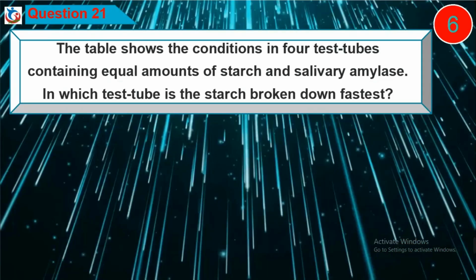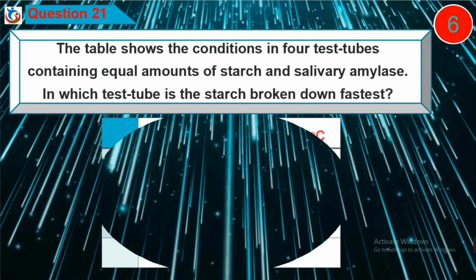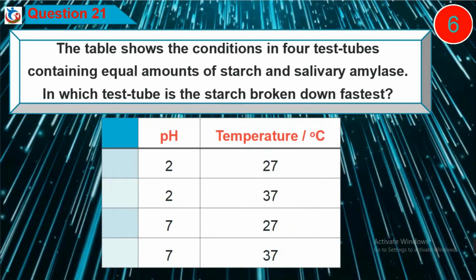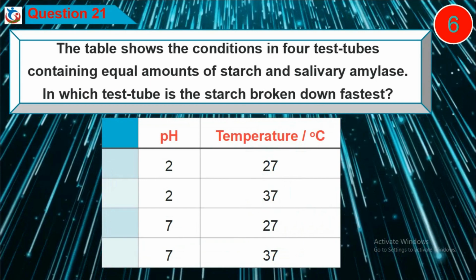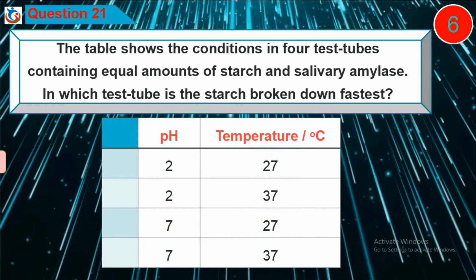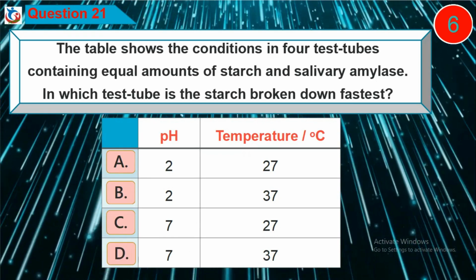Question 21. The table shows the conditions in 4 test tubes containing equal amounts of starch and salivary amylase. In which test tube is the starch broken down fastest? Is it option A, B, C, or D?